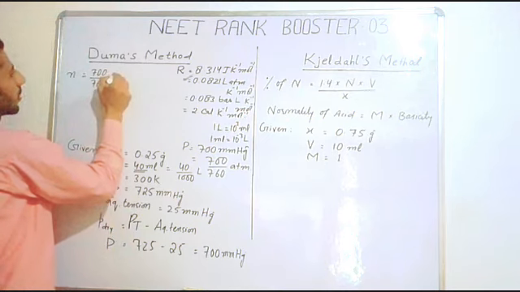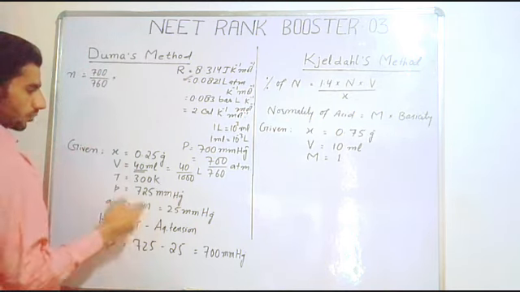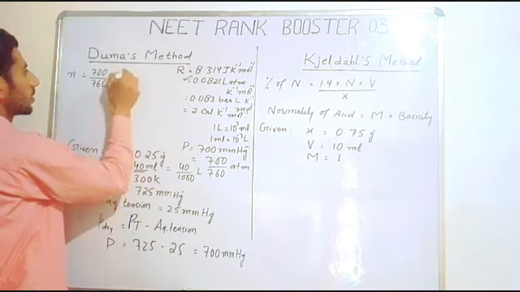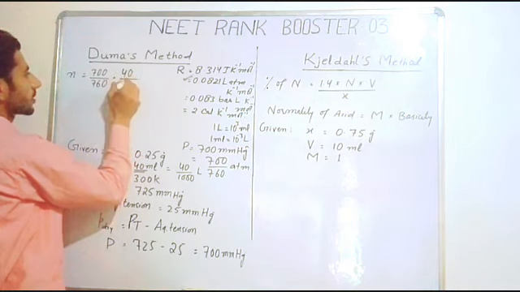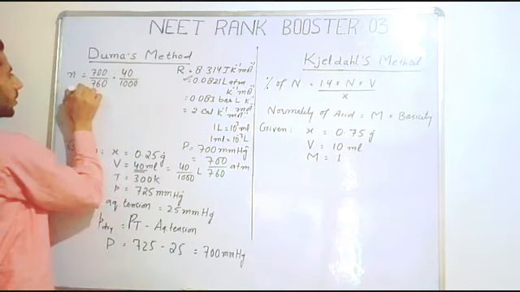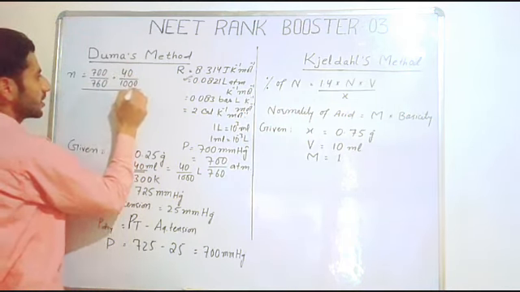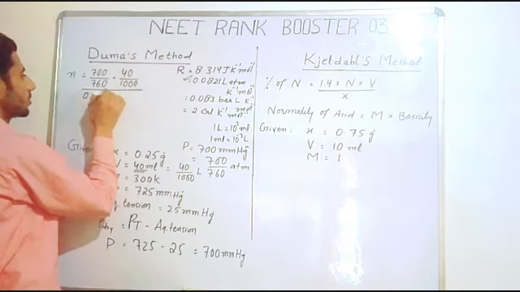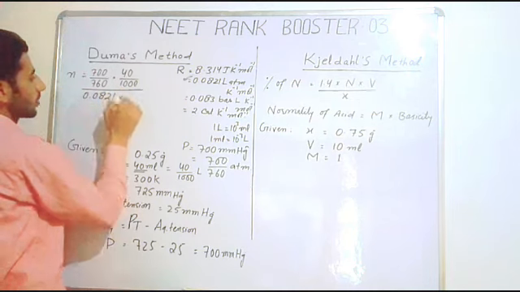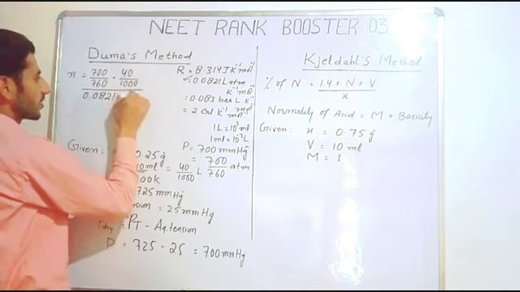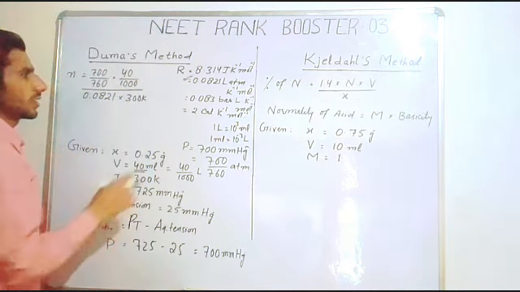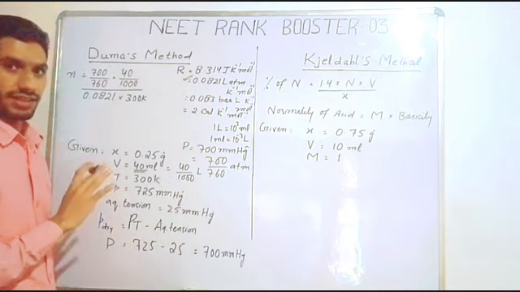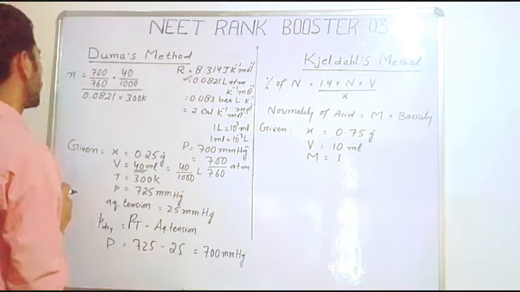760 से इनटू V. V इज द वॉल्यूम, दैट इज 40 डिवाइड बाय 1000. Then whole divided by R and T. R is your which one? 0.0821 into T. T is given, that is 300 Kelvin. क्योंकि ये Kelvin में ही, इसको ऐसे ही रहने देना. So unit conversion is very important.